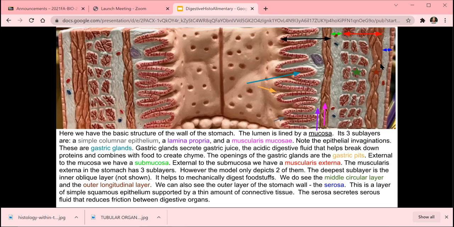I told you that in the stomach, the inner layer is oblique and it's not shown in the model. This is one of the problems of this model. The middle layer is circular and the outer layer is longitudinal. And after that, we have tunica serosa. This is a connective tissue which is lined with mesothelium. This mesothelium can secrete a small amount of serous fluid, and serous fluid can lubricate the peritoneal cavity. So the organs in our peritoneal cavity can move without any friction.